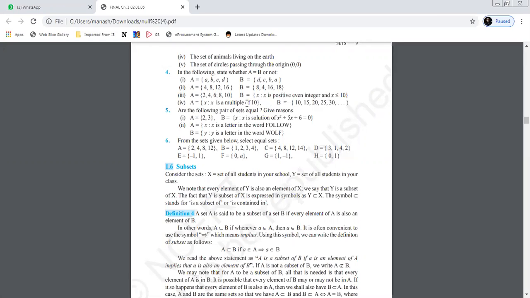Okay, clear? Now the last one. What is given? X such that X is a multiple of 10, that means 10, 20, 30, 40, 50, proceeding in this way. And what is the set B? B is 10, 15, 25, but there is no 15 or 25 in A. So obviously it is not equal. Now tell me the next one: are these equal or not?